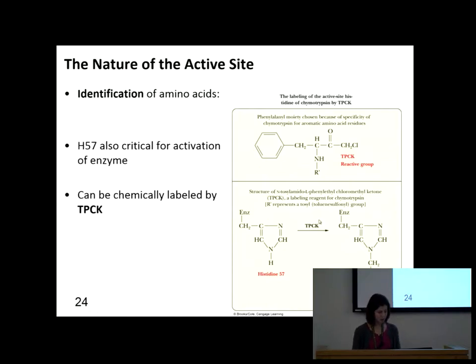And once they labeled it with this guy and made sure that the enzyme didn't change its structure, then they realized the enzyme was not going to be active. All right. One thing is that this group is much like our substrate with this phenyl group.